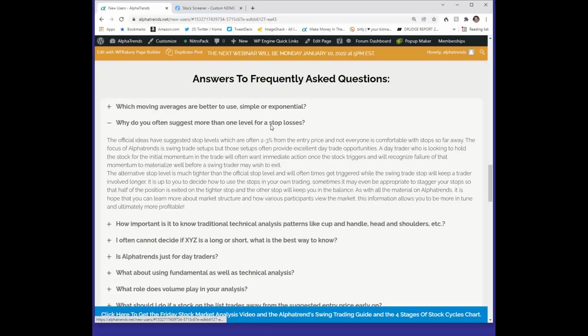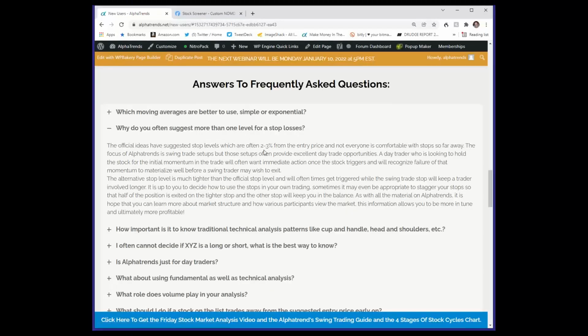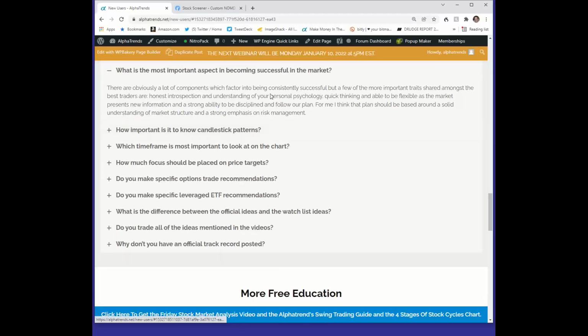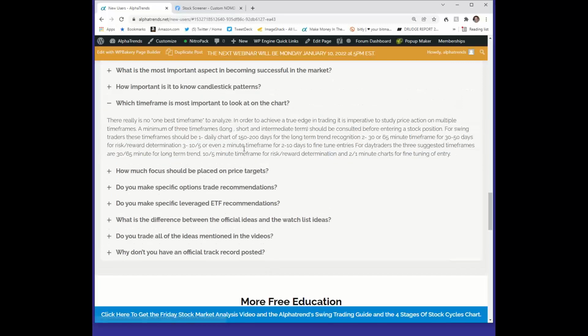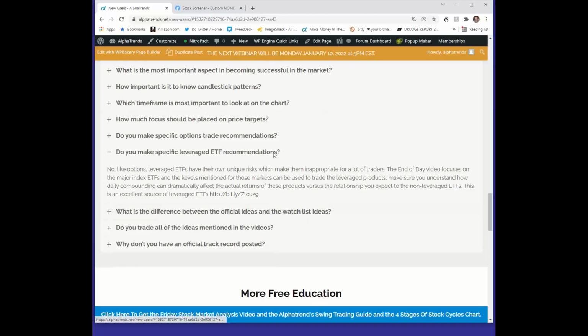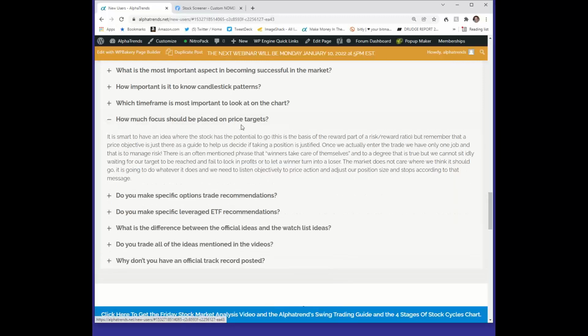Why do you often suggest more than one level for stop losses? Good question, right? What's the most important aspect to become, which time frame is most important? There is no most important. Do I make specific ETF leverage recommendations? No, I do not. I do not make any options recommendations either. How much focus on price targets? I don't do price targets.